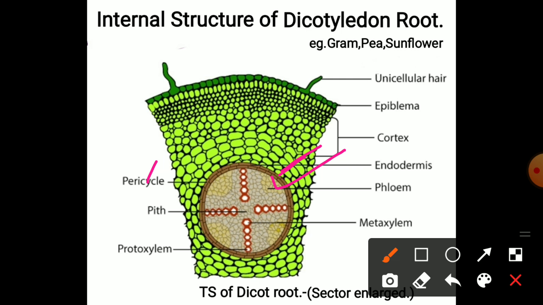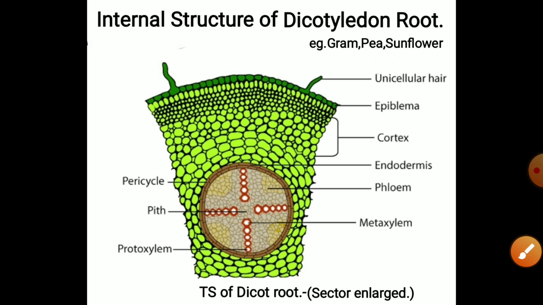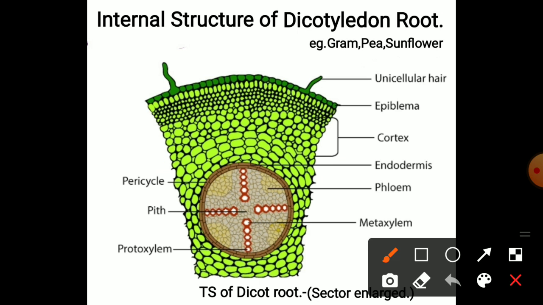So there is a uniseriate circle of parenchymatous cells composing the pericycle around the vascular bundles, around the xylem and phloem, which is a conducting tissue. Around this conducting tissue, the pericycle is present. This is the pericycle, and it is present around the xylem and phloem.